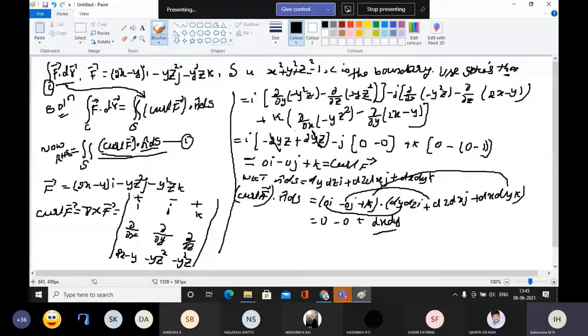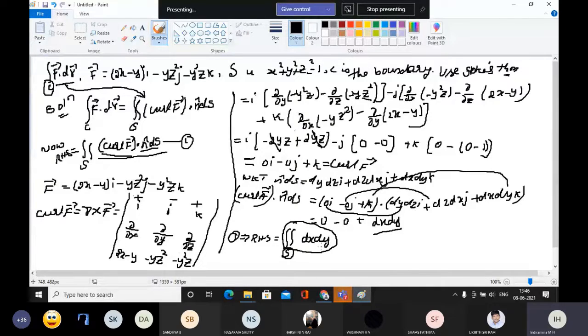dx dy is our curl f dot n cap ds. Now consider equation 1. Substitute these values in equation 1. So equation 1 becomes RHS is equal to double integral over the surface S curl f, that is dx dy. So now we have to find the limit. Before going to the limit, what does it look like?